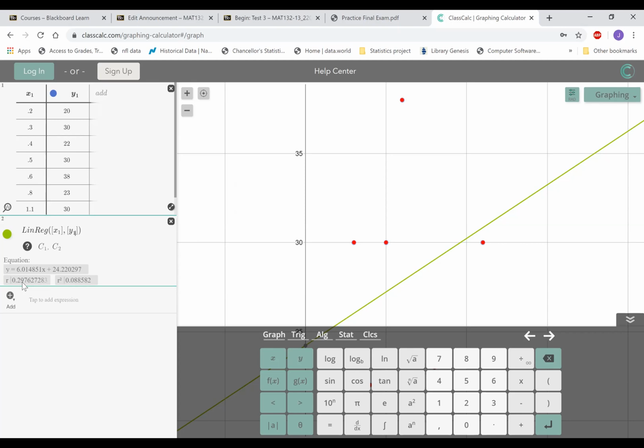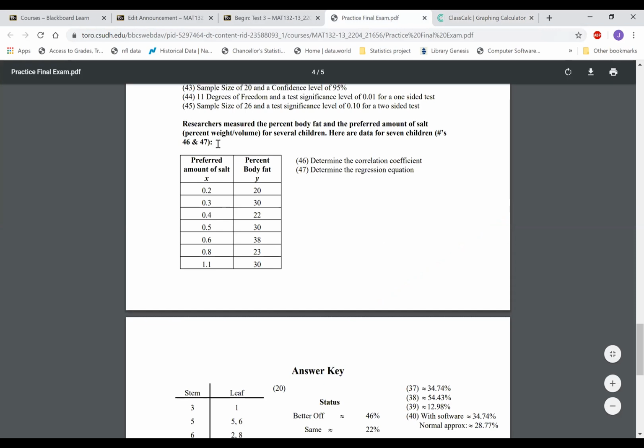Any questions so far on 47? All right. Any other question?